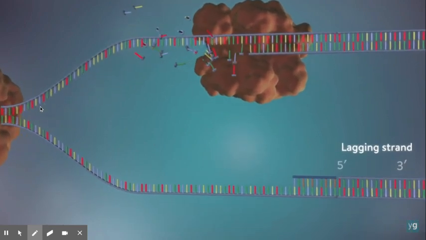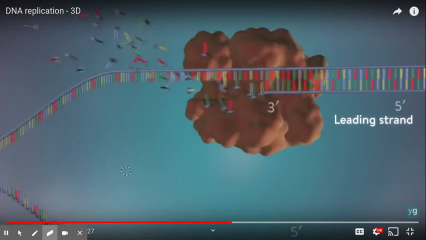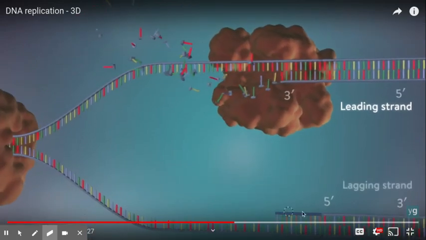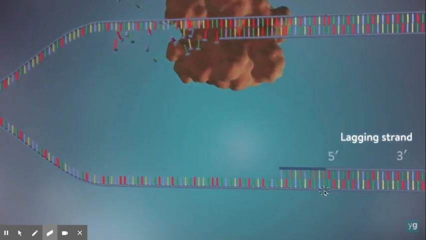As this opens up, let me pause it. As this helicase opens up my DNA, this leading strand is just going to keep going along, chugging along. The other side, which is called the lagging strand, let me go back a couple of seconds. This lagging strand has to be done in parts.